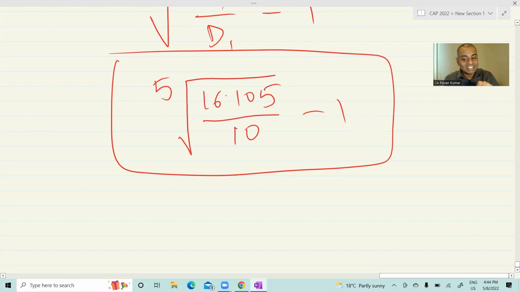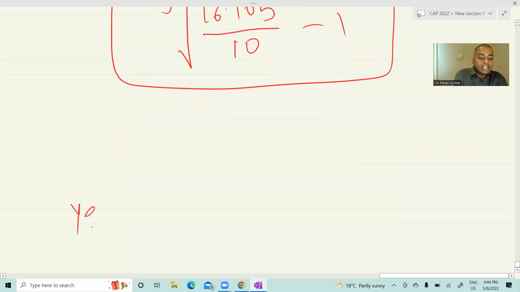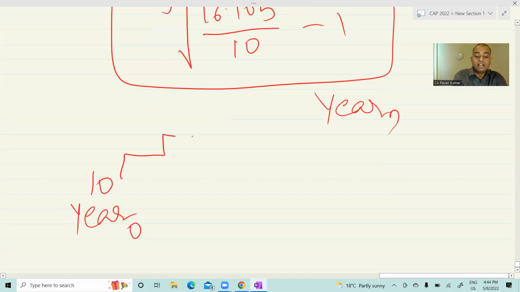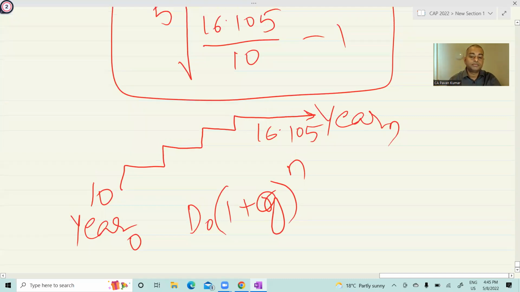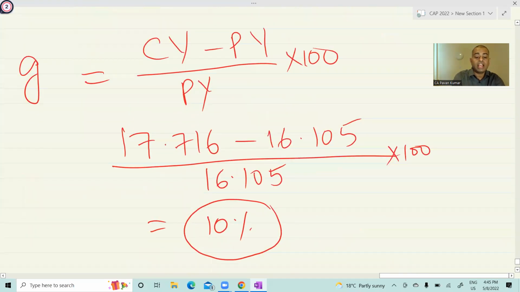Globally, they'll calculate like this. So basically, what is the meaning of this? This is year 0. This is year N. Here 10 rupees is there. Stepwise, you are going to 16.105. This is D0 into 1 plus rate whole power N. Now you are calculating growth rate like this. So this is G, rate is the growth. You understand? So whatever it is, for ICI purpose, we have to calculate this way.